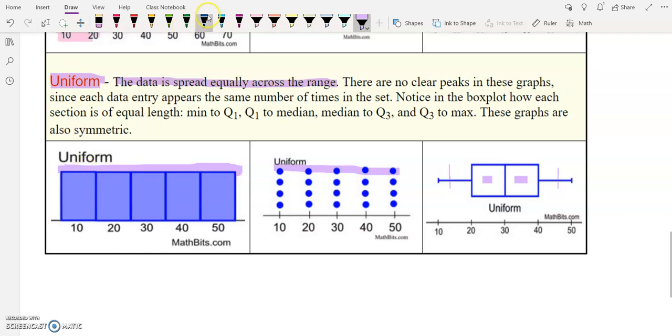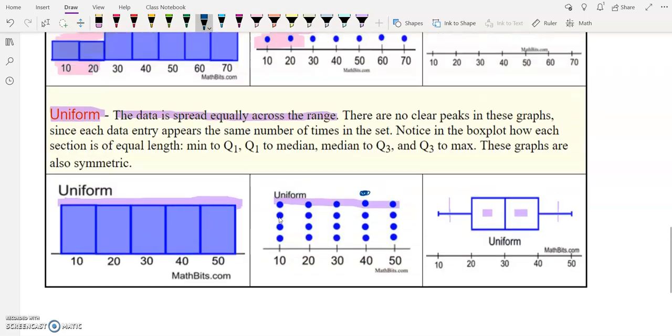Now there can be some minor differences. For instance, if there was an extra dot right here, we could still call it uniform because everything is pretty much the same. But if there were several extra dots, then we couldn't use that word anymore.